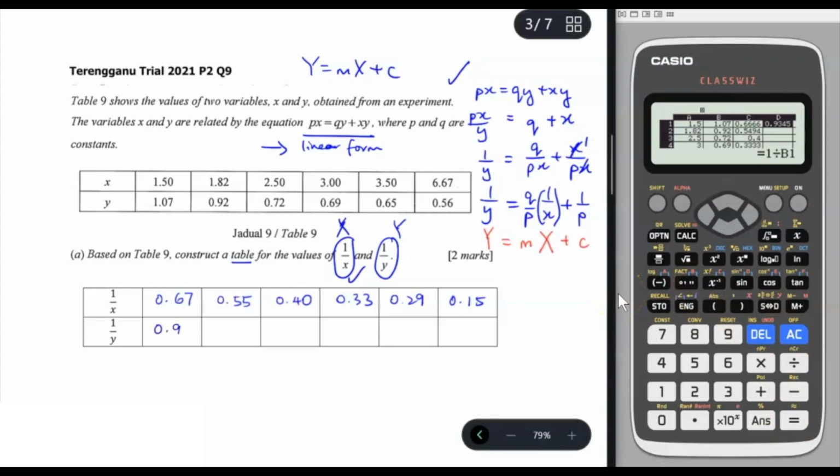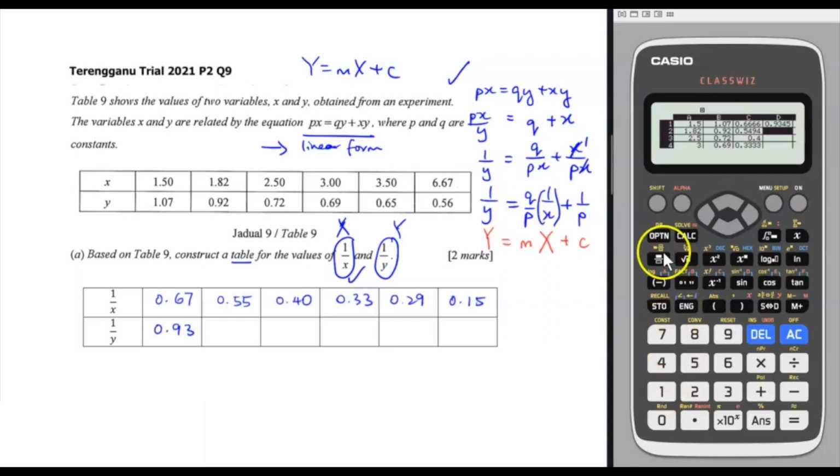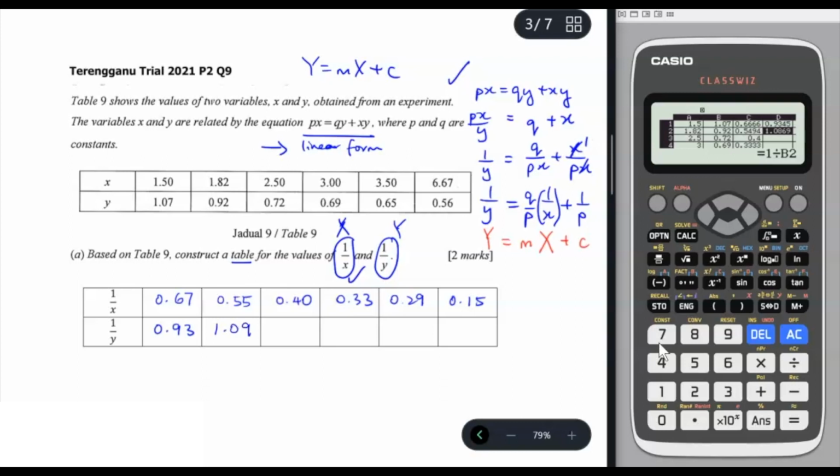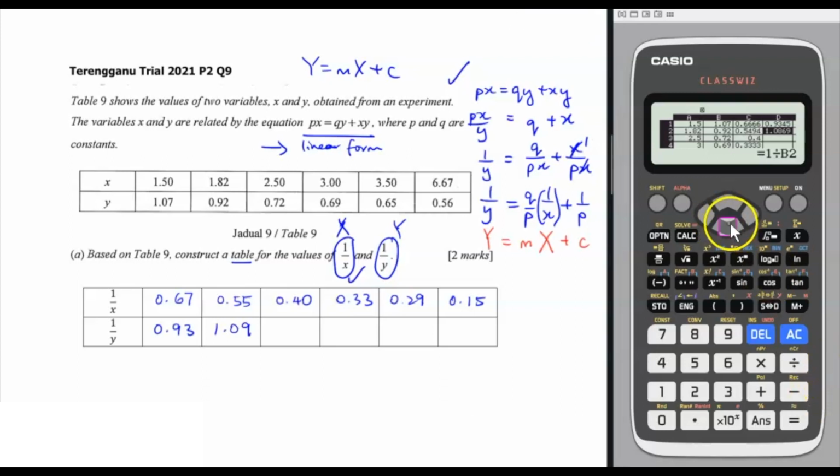So 0.93. And then to find the second one, D2, I'm going to use 1 over B2. So go option first, and then 1, and then 1 over B2, and equals again. So you get 1.0869. We round up to 2 decimal places, become 1.09. Then we solve the next one.